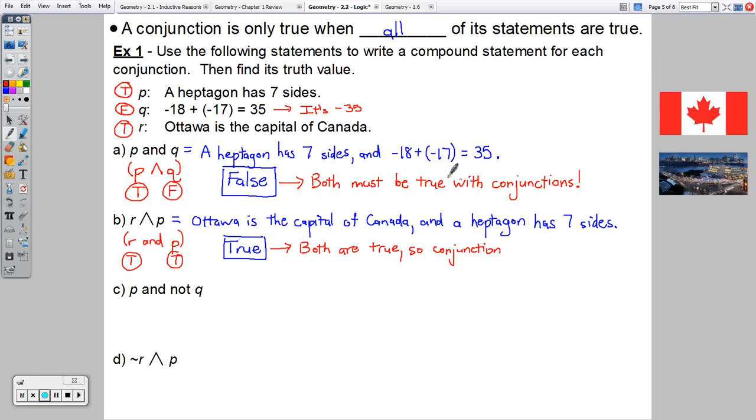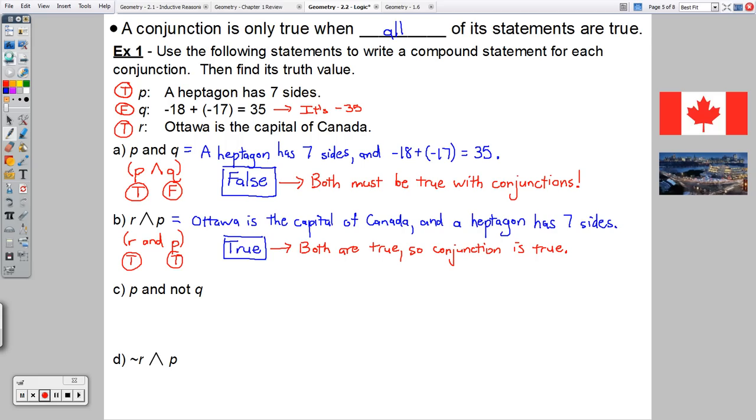And I'm not going to write these things every time. I'm just writing that for these initially. It's not a full sentence there, but I'm just trying to make it shorter for us. So both are true, so the conjunction is true. P and not Q, what would that look like?